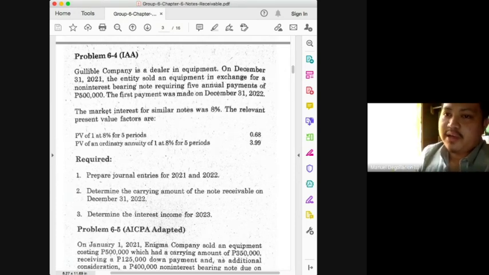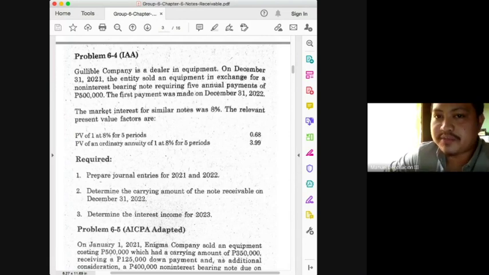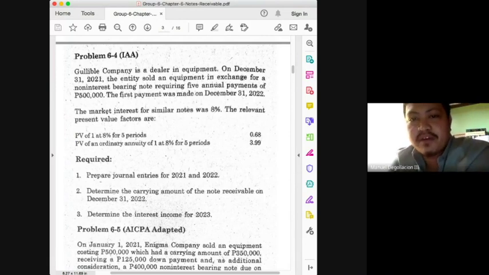Gullible Company is a dealer in equipment. On December 31, 2021, the entity sold an equipment in exchange for a non-interest bearing note requiring 5 annual payments of 500,000. The first payment was made on December 31, 2022. The market interest for similar notes was 8%. The relevant present value factors are the following.